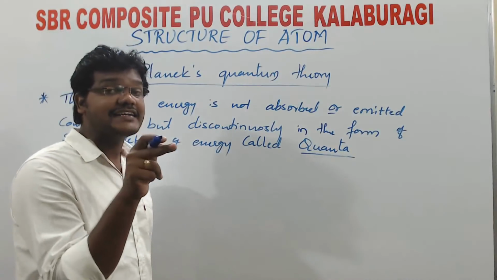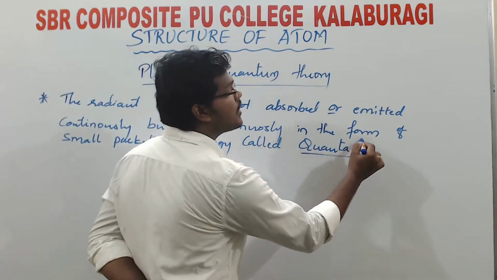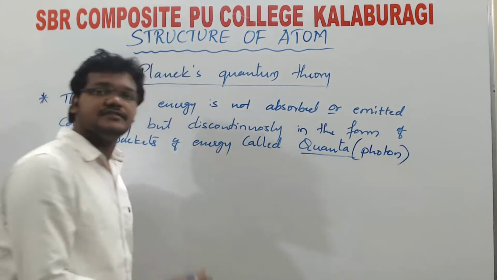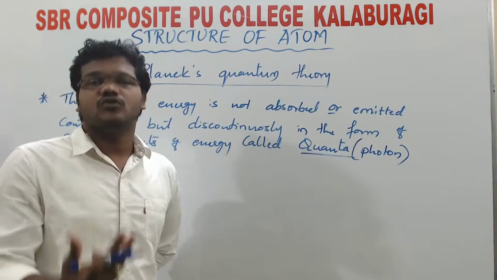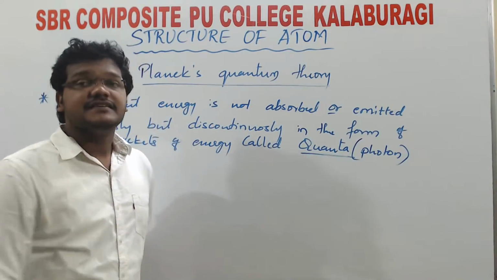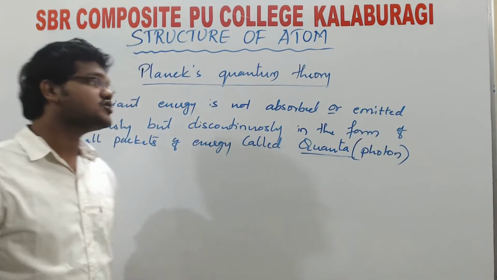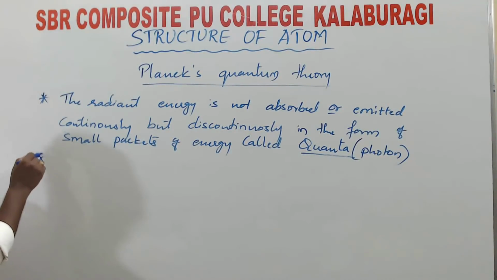In case of light, it is called a photon. In case of light, this small packet of energy is called a photon. Clear? So this is his first postulate. And then the second postulate of Planck's quantum theory.